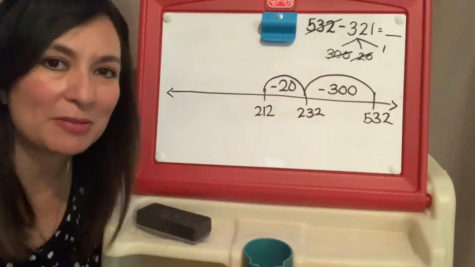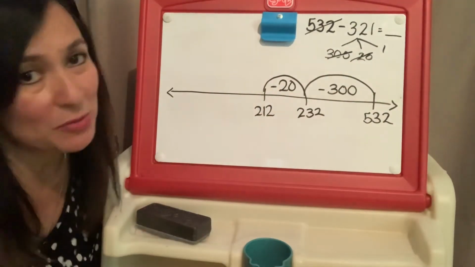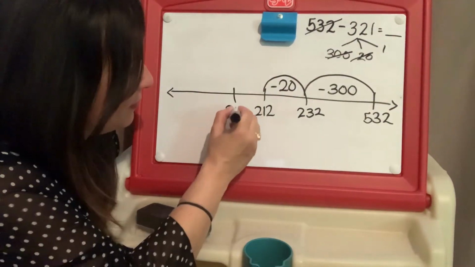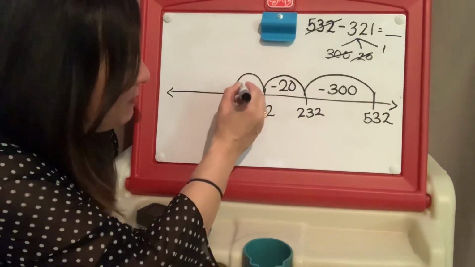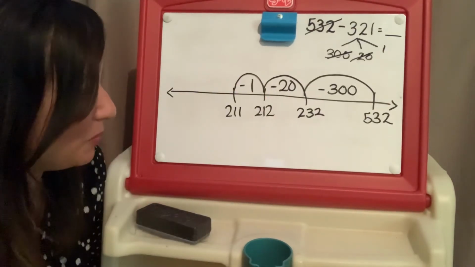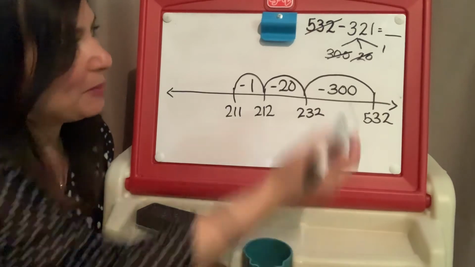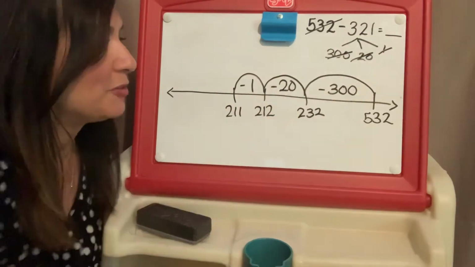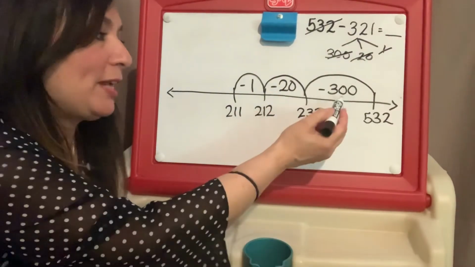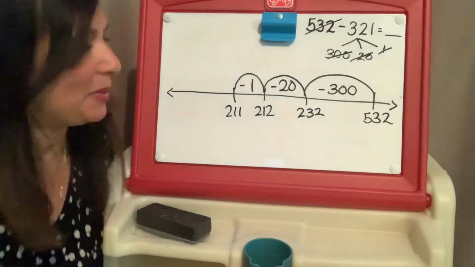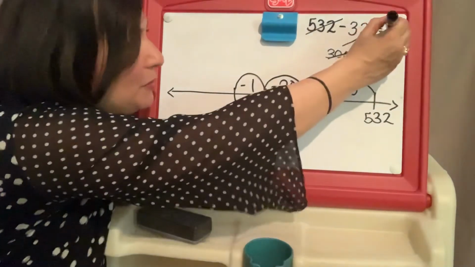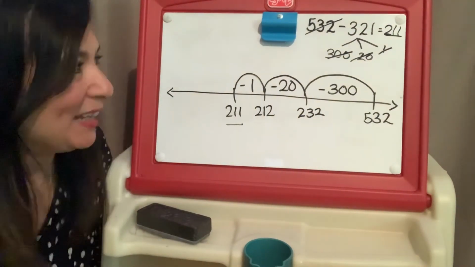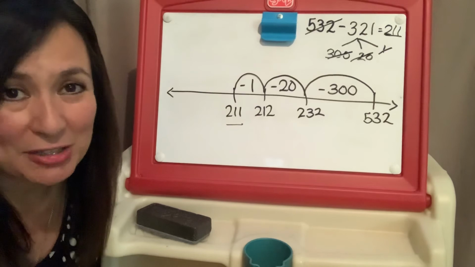And now I have one more to subtract. 212 subtract 1 is what? Say it, boys and girls. 211. I'll draw my jump, label it subtract 1. Let's take a look at our work. We positioned 532, right? Then we had to jump back 321. Did we do that? 300 plus 20 plus 1 is 321. We came to the difference of 211.